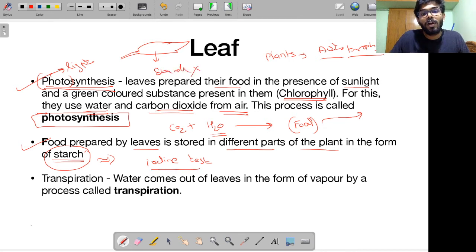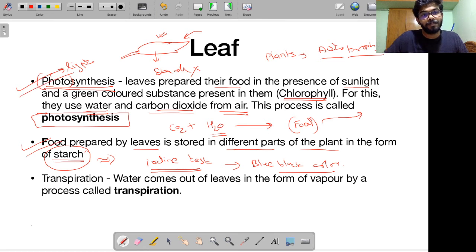So you do something called an iodine test. You pour iodine on this particular leaf. You will see that it does not turn blue-black. So what happens in an iodine test? If the leaf has starch, the iodine will turn blue-black. If the iodine does not turn blue-black, that means starch is absent. If starch is absent, that means the leaf has not been making food, which means photosynthesis is not taking place.